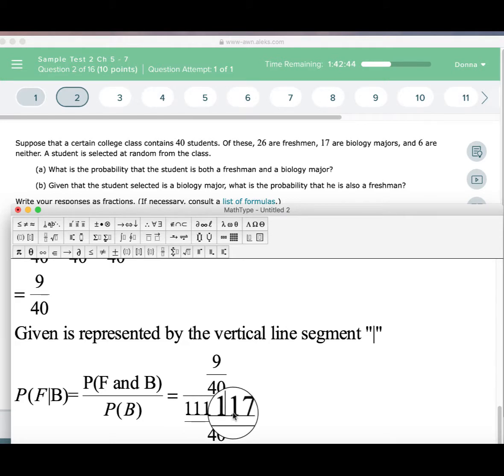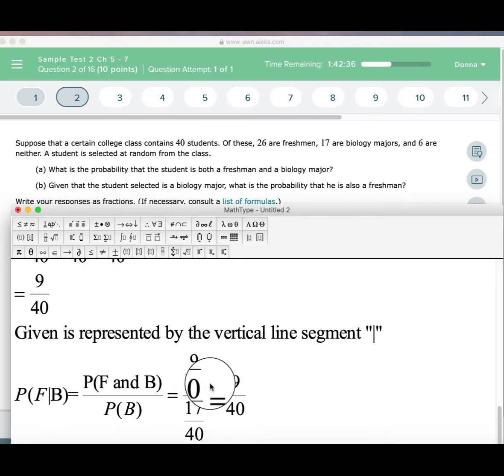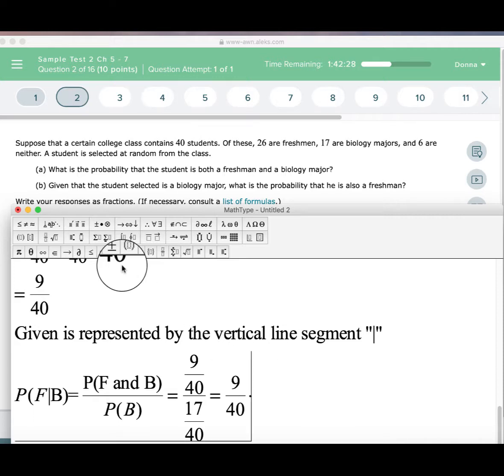I think I got a little excited. What do you say with all those ones? Whenever we're dividing fractions, we always invert and multiply. So we're going to multiply by the reciprocal of the denominator, which would be 40 over 17.